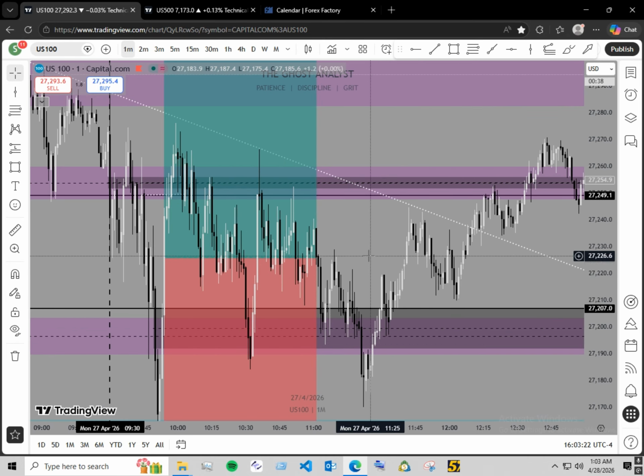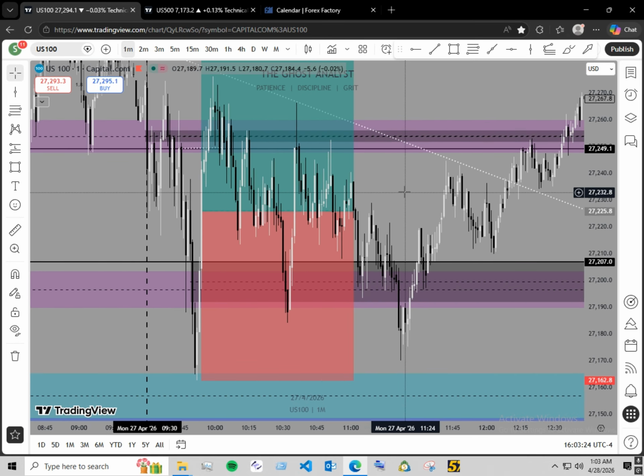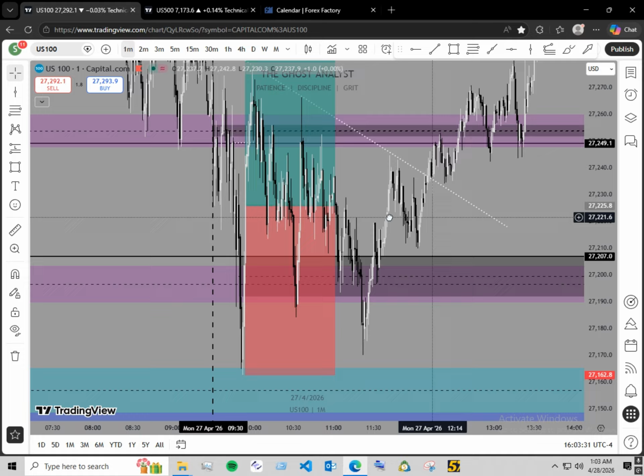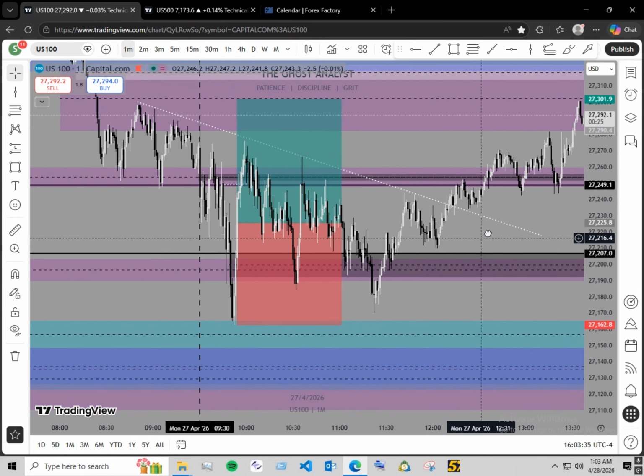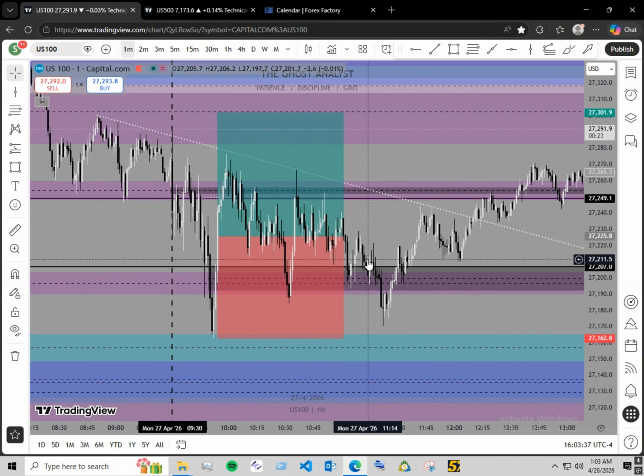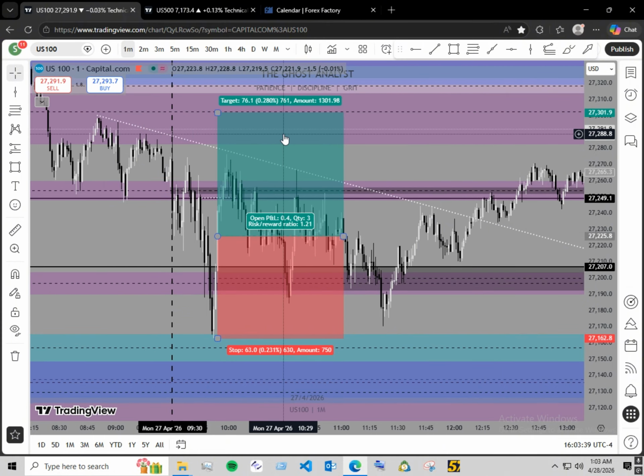And eventually at around 11, I got out of this trade because my trading window was over and I didn't want to hold this trade for long. And actually this trade did play out, but I don't care because my trading window was closed. Now move on to the trade that I took after the New York session.